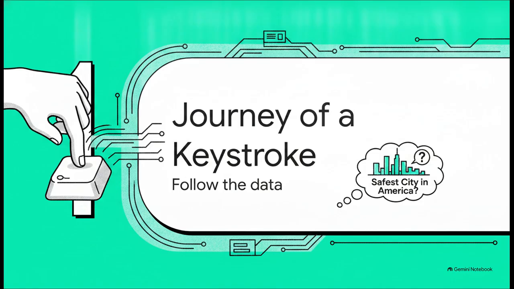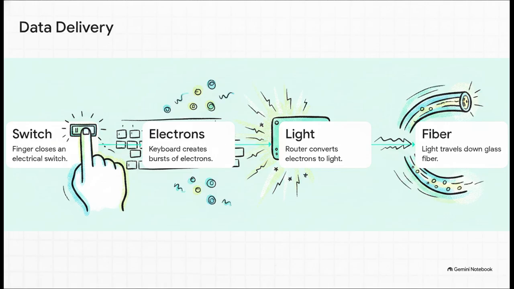Let's follow the data. We'll start with a simple question. Imagine you're typing into your computer: How do we become the safest city in America? The exact millisecond your finger presses that key, your data starts changing delivery trucks. You see, you aren't just sending a digital letter, you're triggering a physical chain reaction. Your finger mechanically closes a tiny electrical switch. Instantly, your keyboard creates a coded burst of electrons, literally just ones and offs.